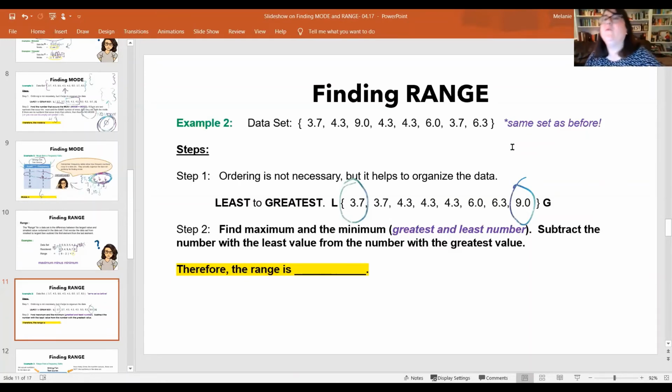I see a couple different answers here. Ooh, I've got 3 different answers. Some people say it's 4 different answers. Some people say it's 6.3. Some people say it's 5.3.